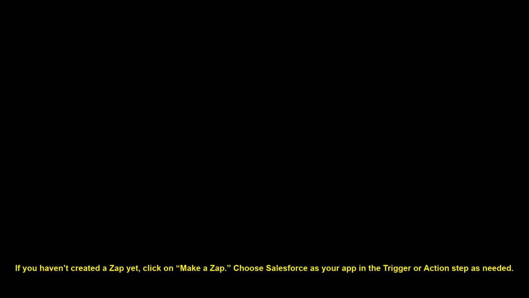Choose Salesforce as your app and whichever trigger or action step is needed. Connect your Salesforce account if it's not already linked. Follow the prompts to grant Zapier access to your Salesforce account. Once connected, proceed to set up the specific trigger or action.